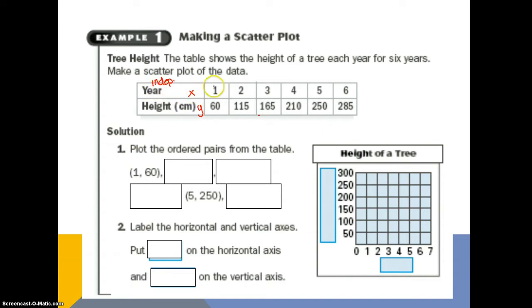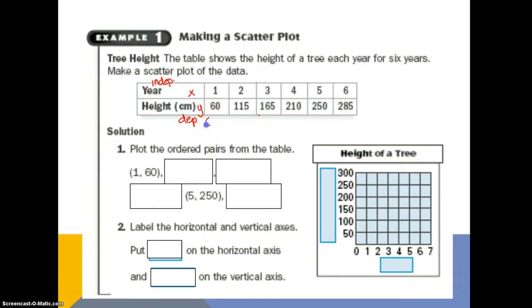Years are independent. Every year is independent. It's just going to happen. So you have 1 year, 2 years, 3 years, 4 years. What is dependent is the height, because the height of the tree depends upon what year it is. Obviously, if it's year 1, the height is going to be different than year 6. So that's how you can also tell if it's x or y.